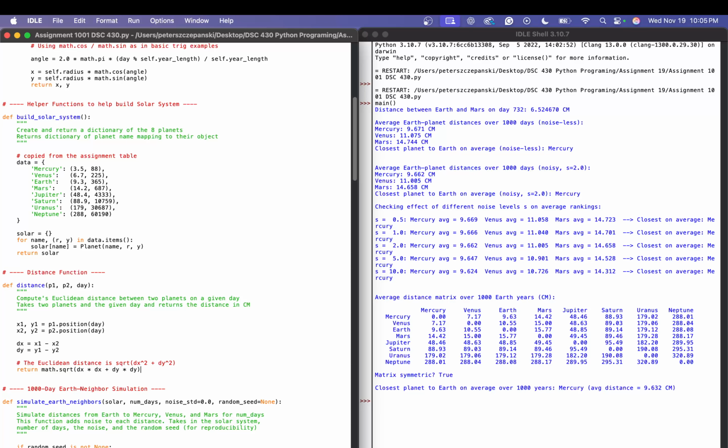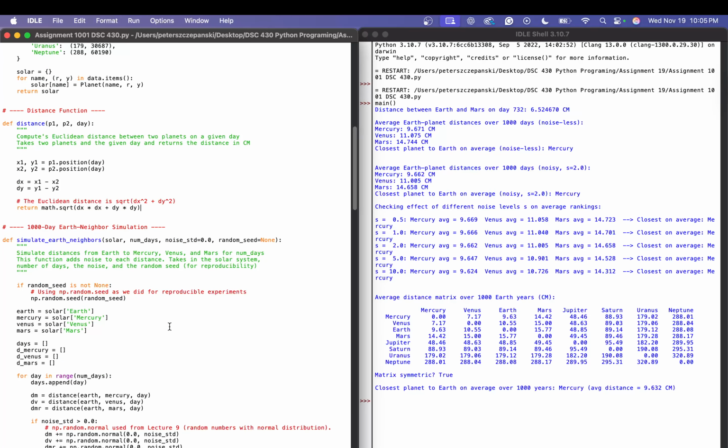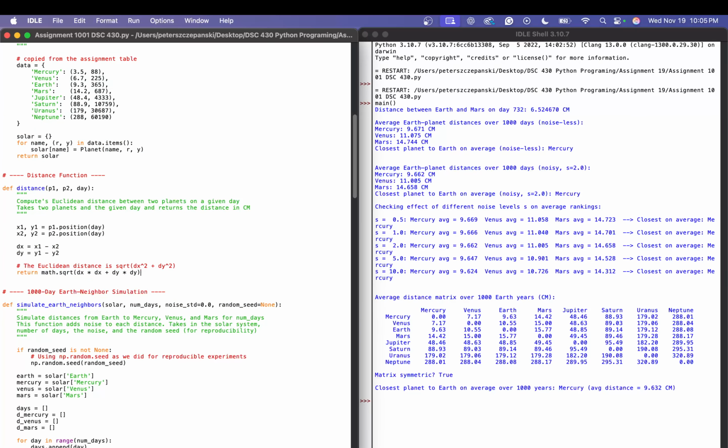Okay, so for the 1,000-day time series, average periodic pattern and noise, I wrote a helper function to loop from 0 to 999 days. Then on each day, I computed the distance from Earth to Mercury, Venus, and Mars using the distance function. I then stored these distances into 3 lists and put them on a MATLAB plot. And then looking at the time series, you can see the patterns like I showed earlier.